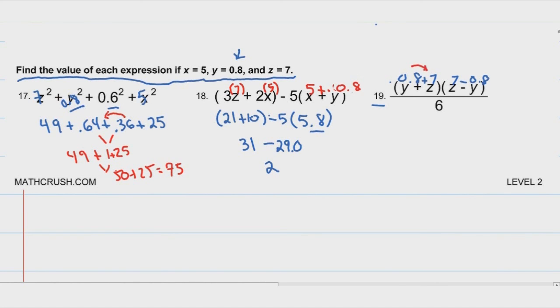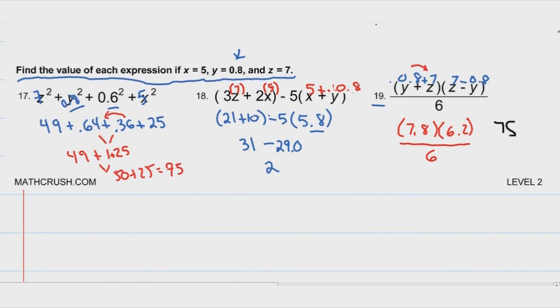We have 0.8 plus 7, which will give us 7.8 times, wow, multiplication because you got 2 parentheses next to each other, times what's in this other parentheses, 7 minus 0.8 will give us 6.2. Woo-wee! And we have to multiply that, and then we're going to divide by 6. So really quick, let's check this out. I'm going to do it right over here because I can't even do this one in my head. Maybe you guys can do it really quick in your head, but I'm going to need to write this out.